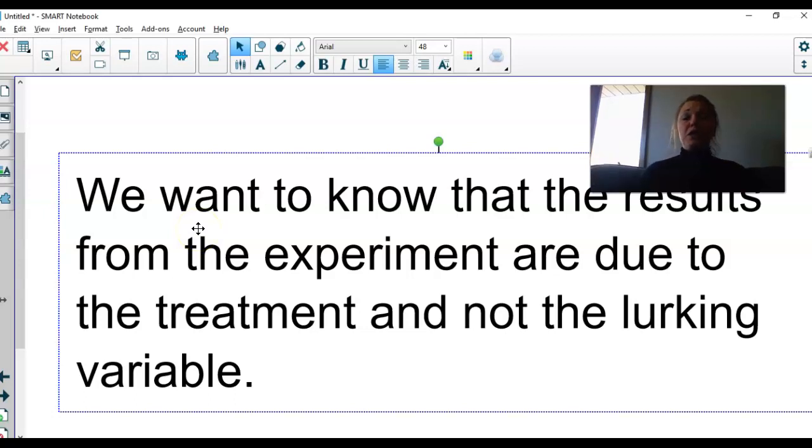We want to know the results from the experiment are due to the treatment and not the lurking variable. I would memorize this word for word. I would have this down in my notes exactly where I can find it. It is important that you know this one and in context.